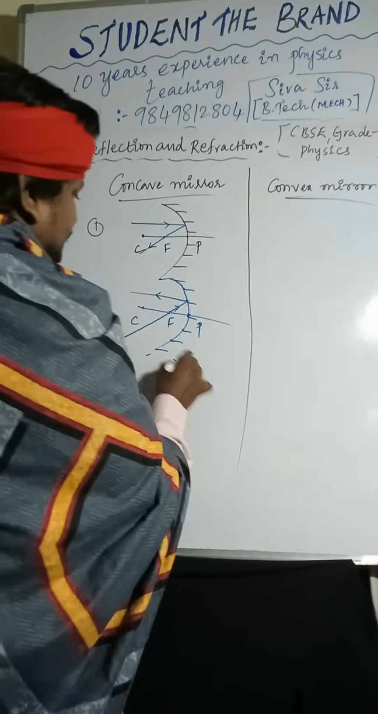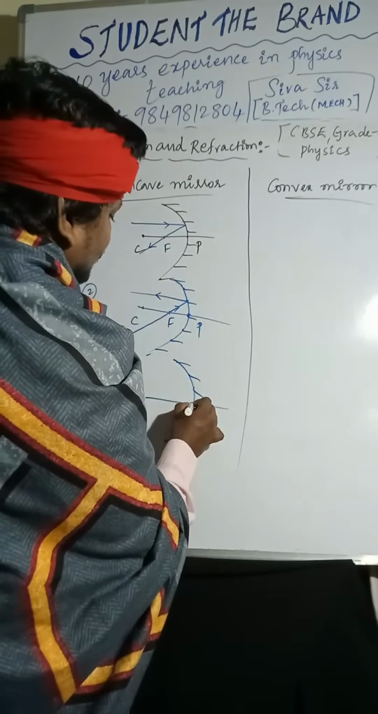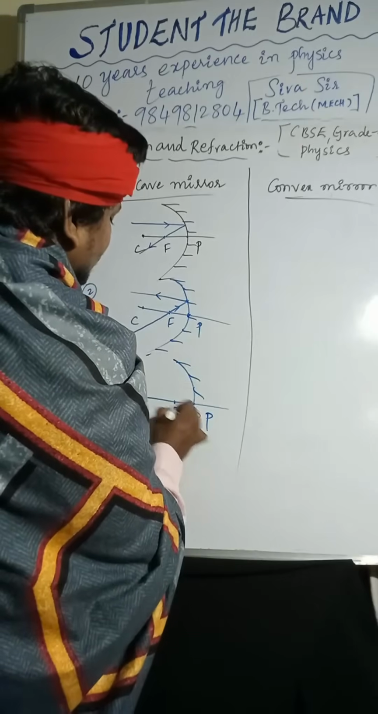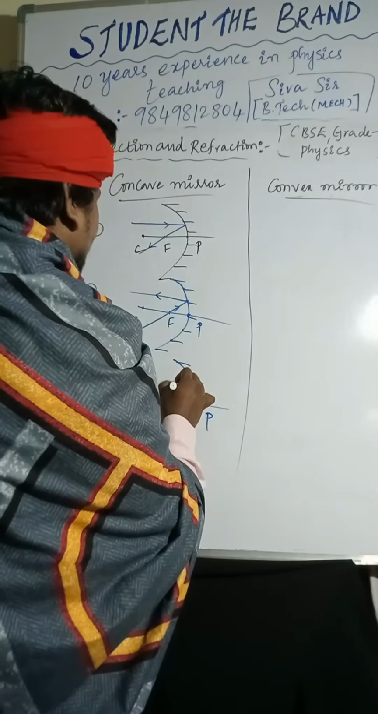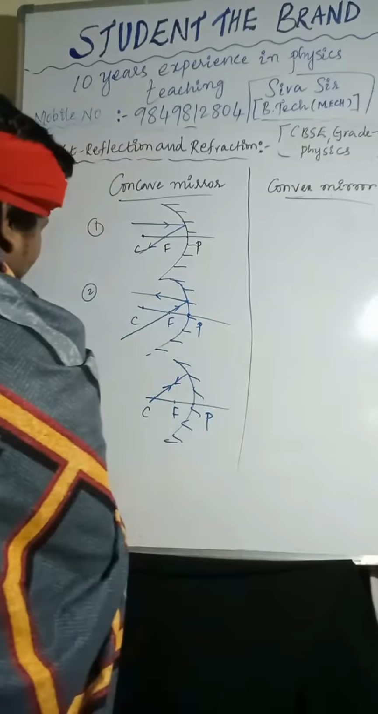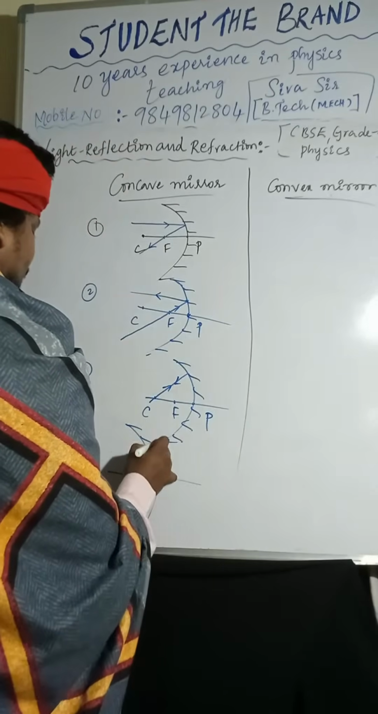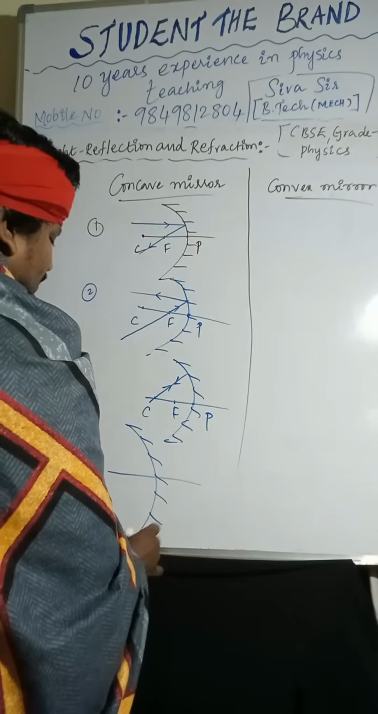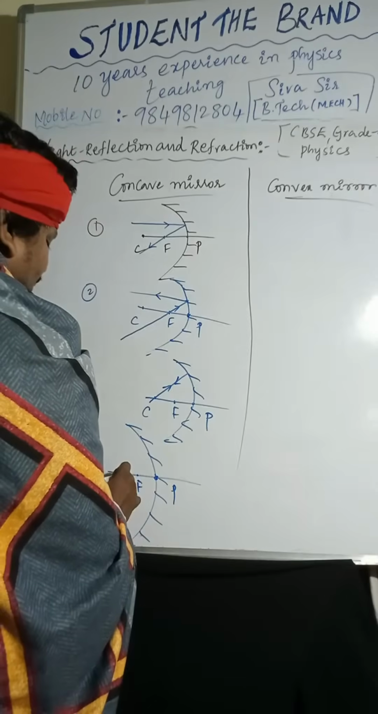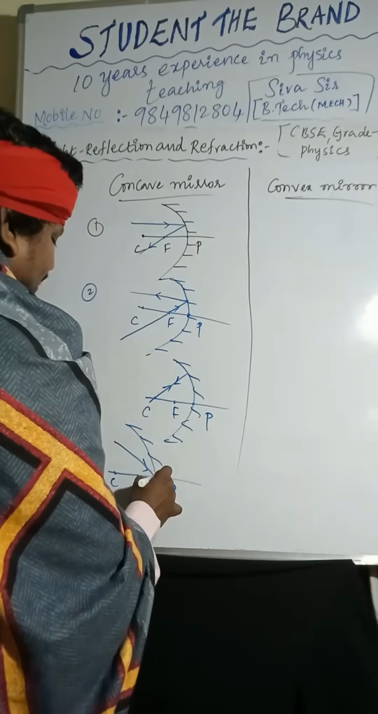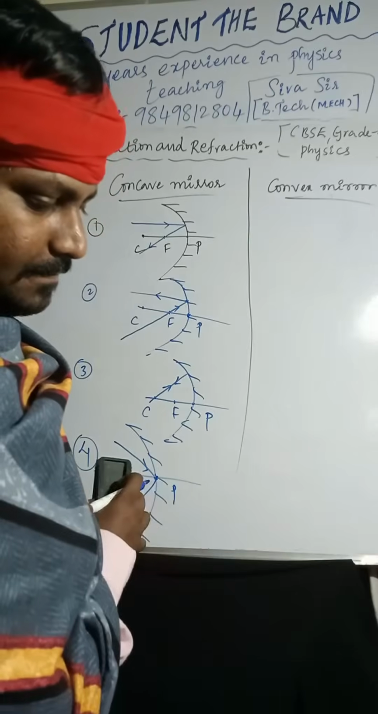Third: a light ray passing along the center of curvature reflects back along the same path. Next, a light ray incident near the pole reflects back.